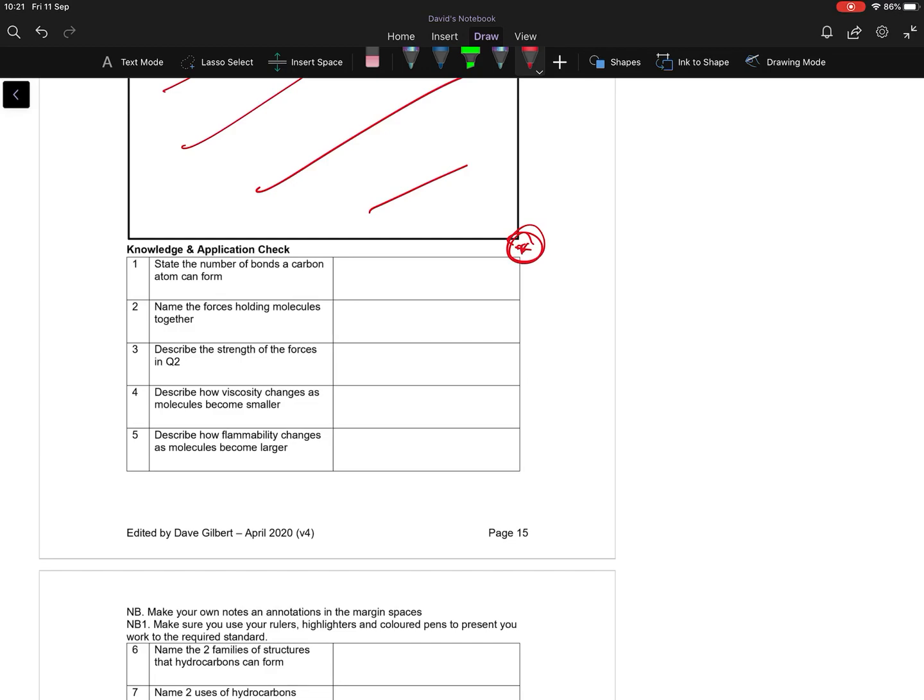Right, good. So hopefully you've unpaused the video. And if we just go through these to finish. So, state the number of bonds in a carbon atom. Hopefully you've got 4. Forces holding molecules together we call intermolecular. And they're often quite weak. That's why substances can boil and turn from a liquid to a gas.